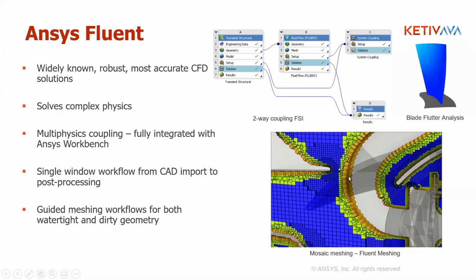And then these prism cells and this inner hex core mesh have been blended together with the help of these intermediate polyhedral cells. This type of meshing capability is only available in Ansys Fluent. It's a patent pending mosaic meshing technology that Ansys Fluent has recently come up with. And what happens when you use this kind of meshing is that the solver automatically decides how to mesh your domain. So you don't have to worry about it.